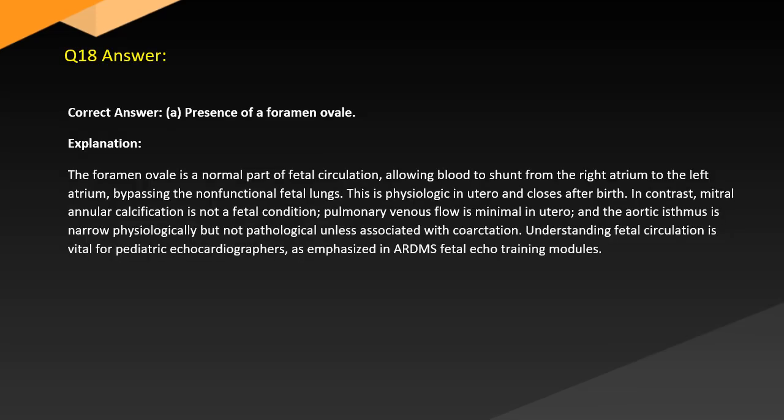Answer. Correct answer: A. Presence of a foramen ovale. Explanation: the foramen ovale is a normal part of fetal circulation, allowing blood to shunt from the right atrium to the left atrium, bypassing the non-functional fetal lungs. This is physiologic in utero and closes after birth.